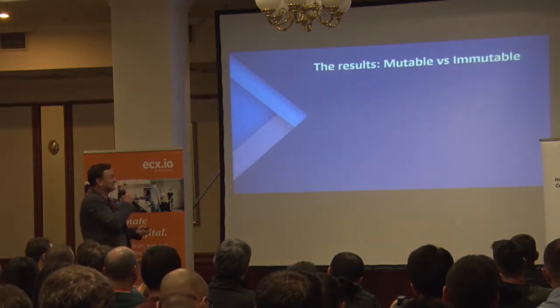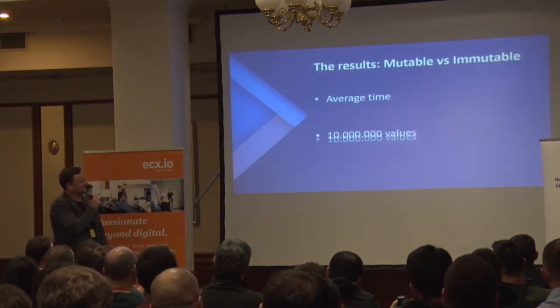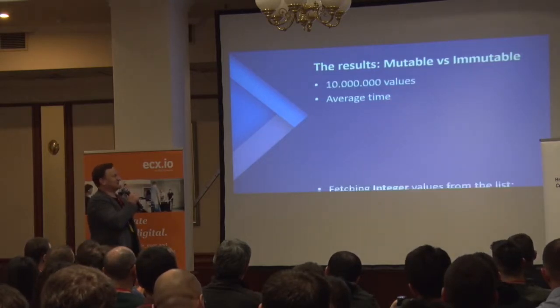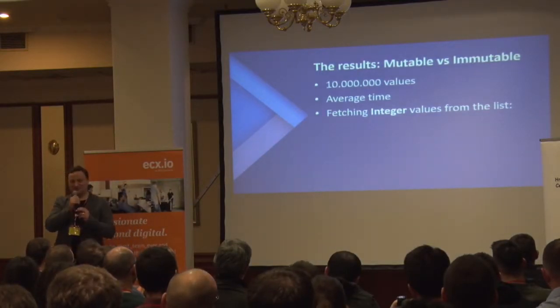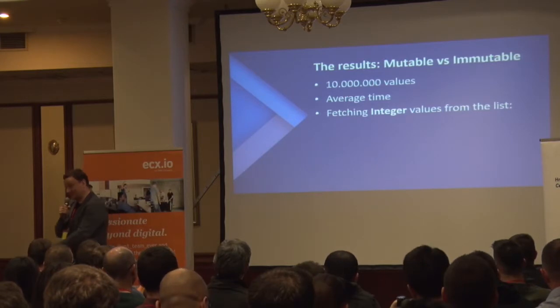Okay, so the results. Who will win? What do you think? We started with 10 million values and we measured average time. The first one, fetching integer values from the list, 10 million integer values. Who will win the race? What do you think? Immutable lists or mutable?